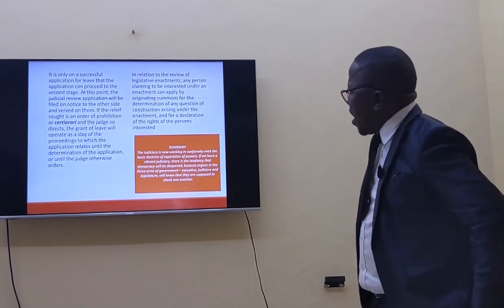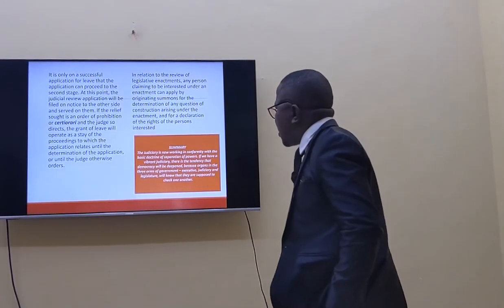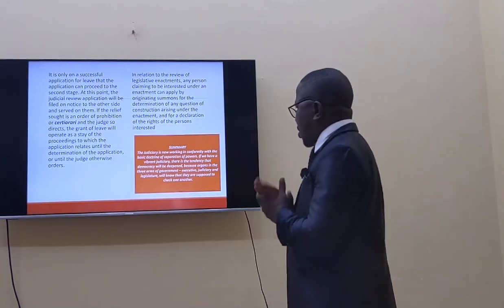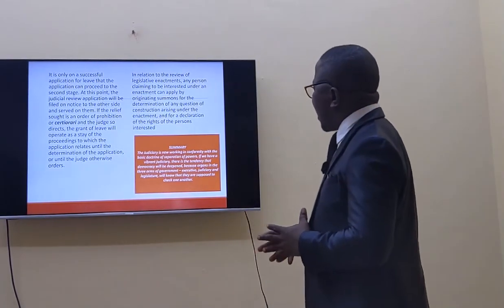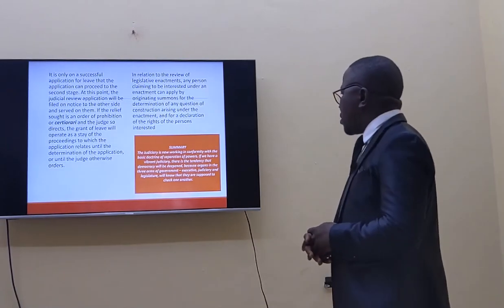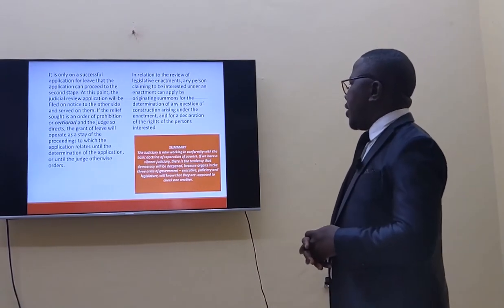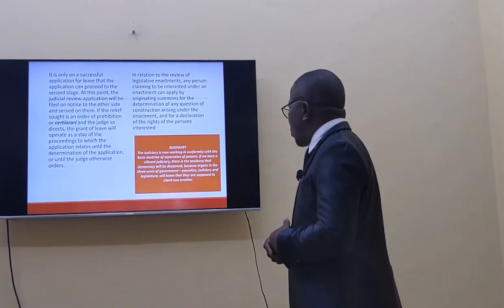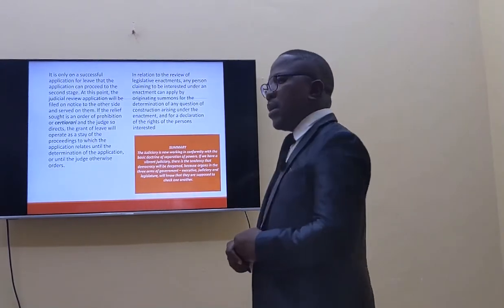So in summary, the judiciary is working in conformity with the basic doctrine of separation of powers. If we have a vibrant judiciary, there is a tendency that democracy will be deepened, because the organs in the three arms of government, executive, judiciary, and legislature, will know their bounds and have checks.